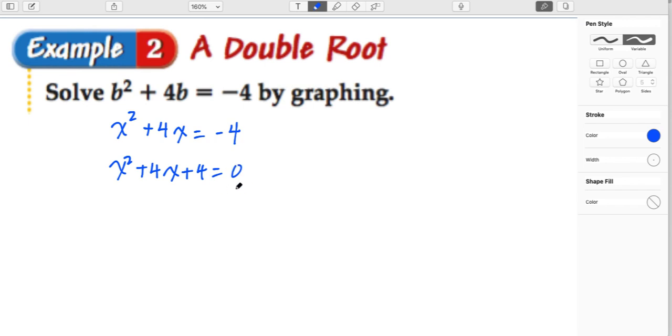And now what we're going to do is actually put a y here. So we're going to rewrite this such that we're saying y is equal to x squared plus 4x plus 4 instead of saying 0 is equal to that. And so now we're going to graph this, and we remember all the procedure.